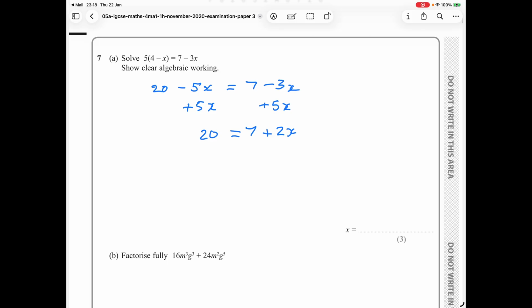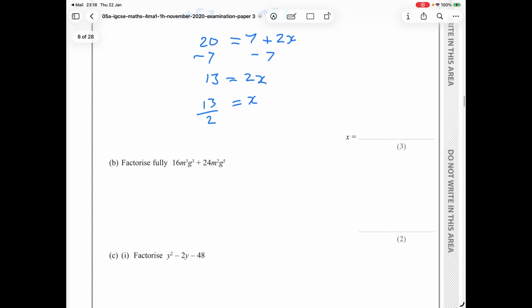And then what I might do is take away 7 from both sides. And that means we get 13 equals 2x. So x equals 13 over 2. And that's your answer. That's the whole thing. You're just trying to get what x is.